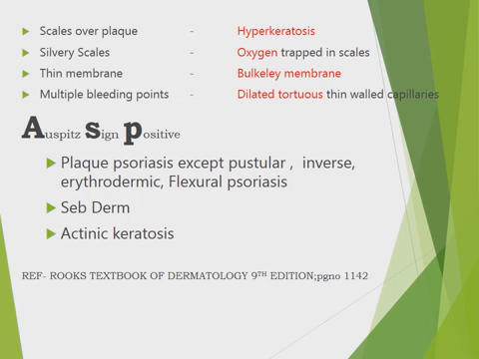Then, in what conditions is Auspitz sign positive? The mnemonic is ASP. A stands for actinic keratosis, S stands for seborrheic dermatitis, P for plaque psoriasis. In psoriasis itself, it is negative in inverse, flexural, pustular and erythrodermic. Why? Inverse psoriasis is seen over the genitals, flexural psoriasis over the flexural aspect. In inverse and flexural, they have only minimal scale, so obviously Auspitz sign is not going to be elicited. Likewise, in pustular psoriasis, you see many pustules distributed over the plaque, so Auspitz sign cannot be elicited. In erythrodermic psoriasis, there is only diffuse erythema, and you may not see the plaque itself. So, Auspitz sign is positive in actinic keratosis, seborrheic dermatitis and plaque psoriasis.